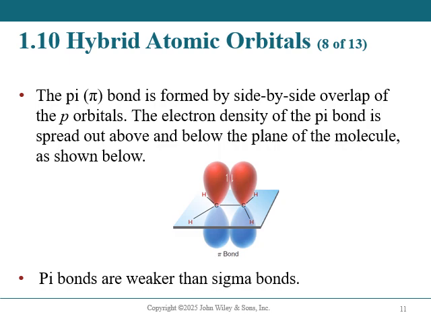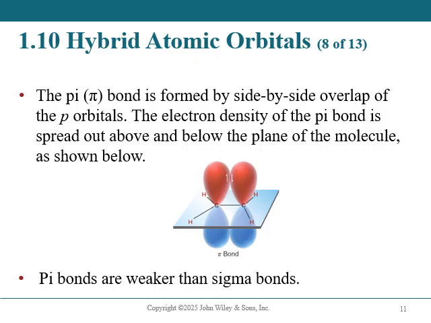The pi bond is formed by side-by-side overlap of the p orbitals. The electron density of the pi bond is spread out above and below the plane of the molecule, as shown below. So even though we actually have 2 areas, this one and this one, there are only 2 electrons, it's only 1 orbital. It's just that the cloud is spread out over those two areas.